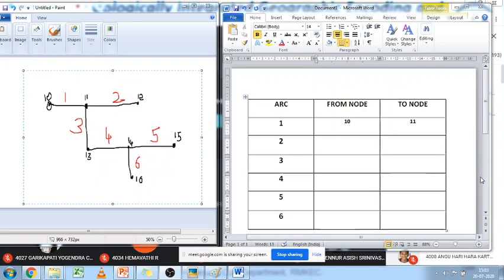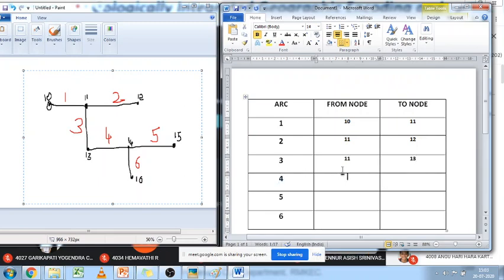Okay, 11. I'm asking for the left and right combinations. You can write it as 10, 11 or 11, 12, 12, 13, any kind of value. Excellent, good. So now you understand how the from node and to node values are mentioned for every line or arc. Here the value for 2 will be 11 and 12. Similarly, for 3, it will be 11 and 13.